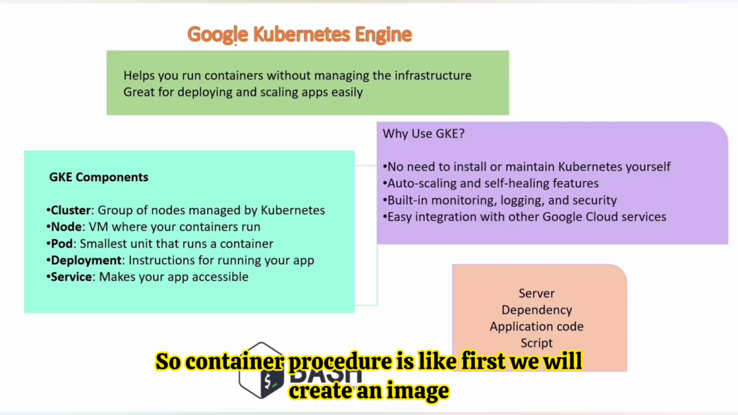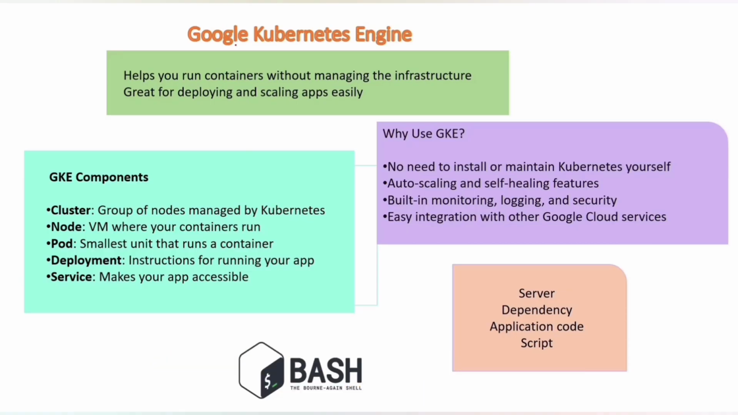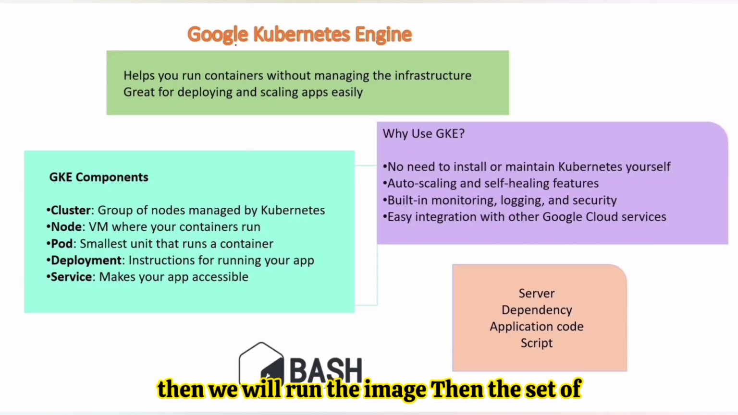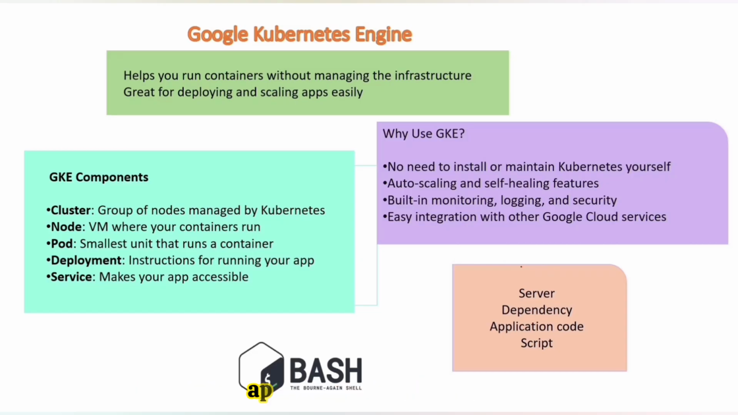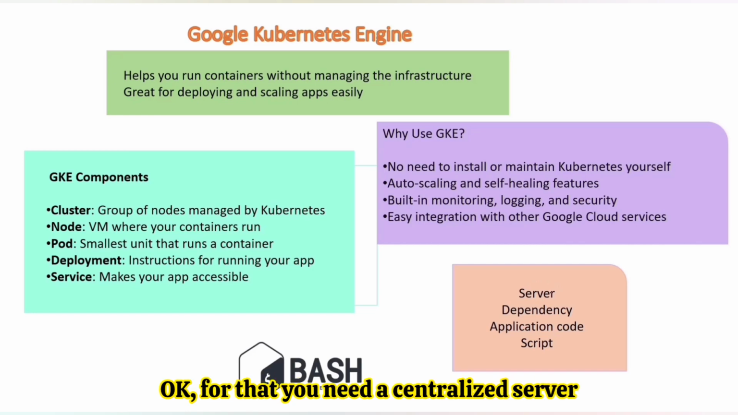So the container procedure is like, first we will create an image, then we will run the image, then the set of this process is called containers. Then we can move to how we can create an image. Normally when you need to deploy a Java application, the Java application should be visible to all the users in the world. For that you need a centralized server, right?